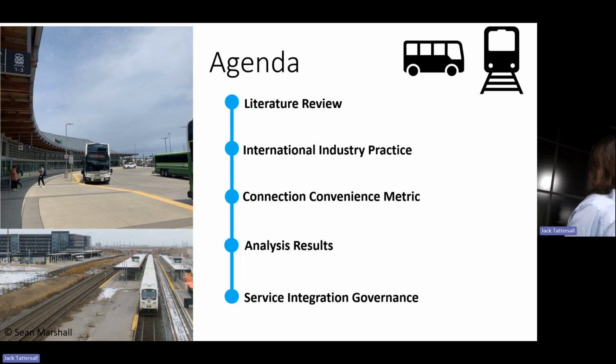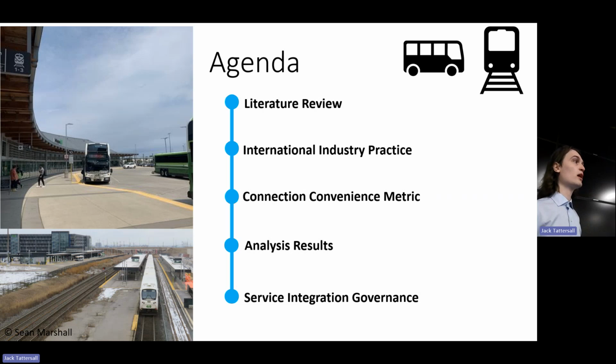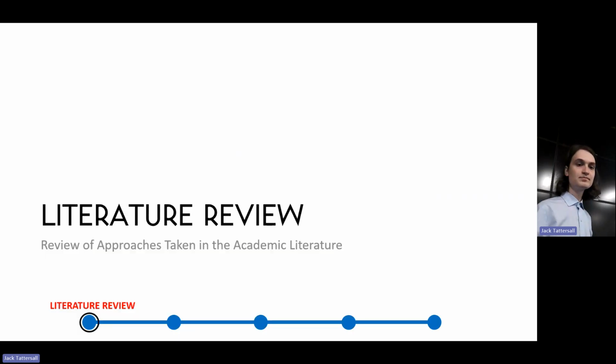Agenda of today's presentation, I will begin with a review of the academic literature that currently is out there on assessing connections, and then I will look at some international industry practices at looking at connections, because there are a few railways and transport authorities that do consider connections. Finally, I will present my connection convenience metric before applying it to the Greater Toronto Hamilton Area's Go Rail network that we're all pretty familiar with, I presume. And I'll present some results from that before concluding with a look at some takeaways on service integration governance that can help support coordination between agencies and services and help address some of the problems with connections that I will uncover.